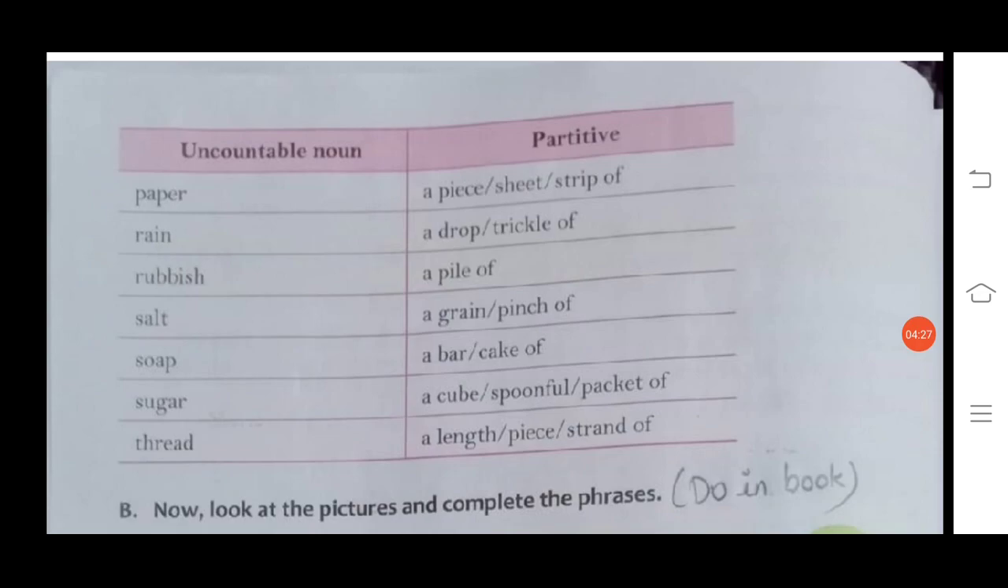A drop of rain, a trickle of rain, a pile of rubbish, a grain of salt, a pinch of salt, a bar of soap, a cake of soap. Means with soap we can use a bar of also and a cake of also. Sugar, a cube of sugar, a spoonful of sugar, a packet of sugar. A length of thread, a piece of thread, a strand of thread.